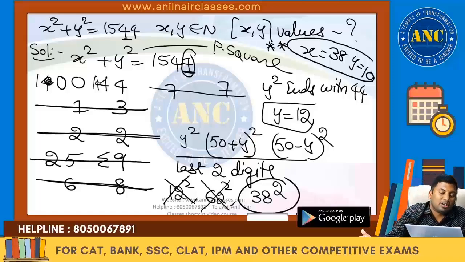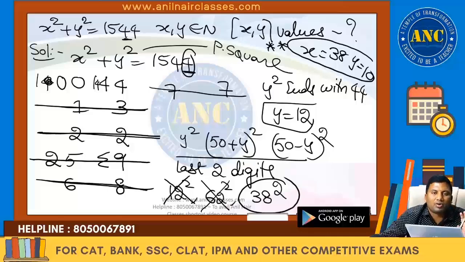5 and 9 is not possible because any perfect square ending with 5 has tens place 2. 5 square is 25, 15 square is 225, 25 square is 625, 35 square is 1225. Any perfect square ending with 9 has an even tens place. 9 plus 5 is 14, 1 carried. 1 plus even is odd.